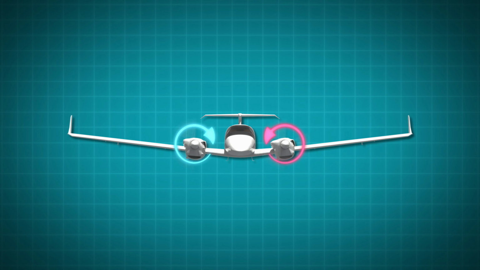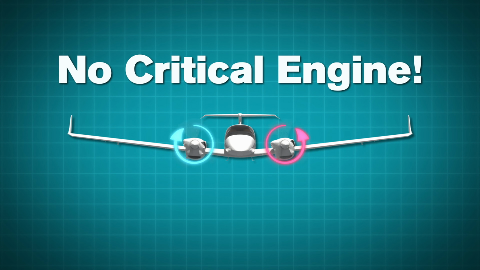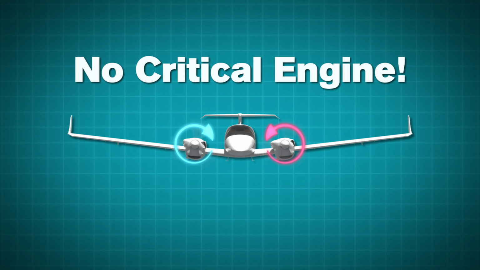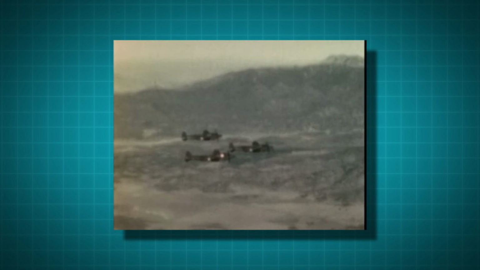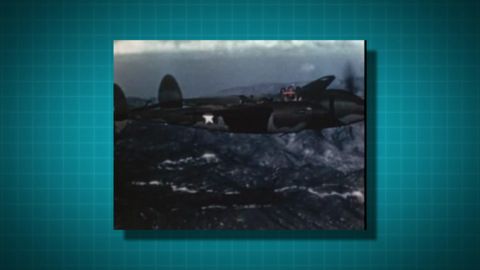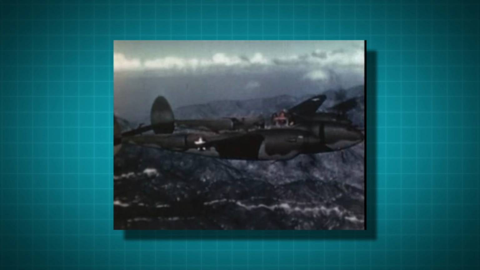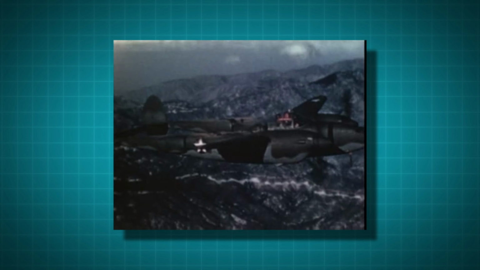For counter-rotating propeller installations, there is no critical engine, since the effect of torque, P-factor, and accelerated slipstream are the same. This was the case with the P-38 propeller design. This was a multi-engine aircraft built during World War II. Interestingly, the propellers rotated outwards.